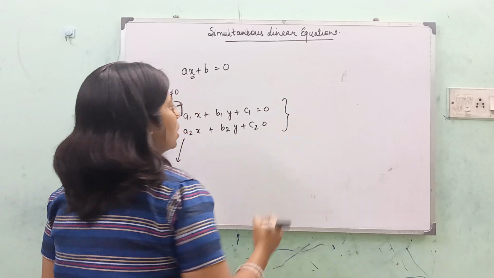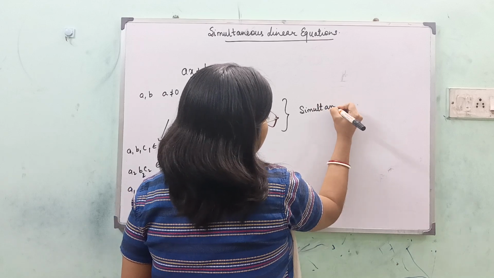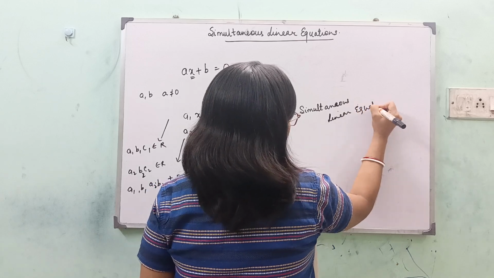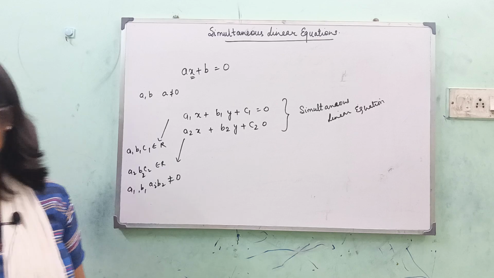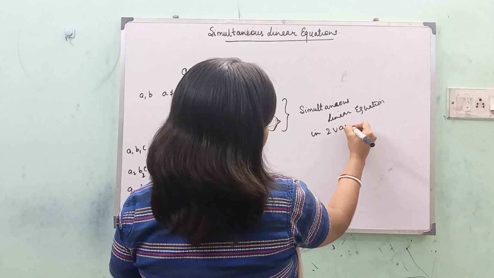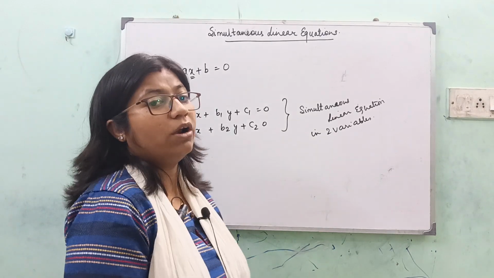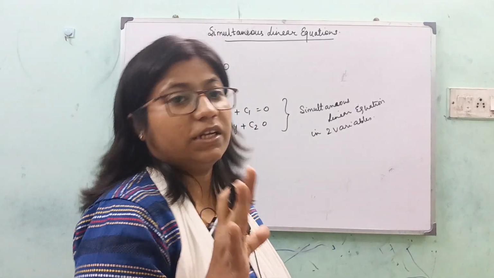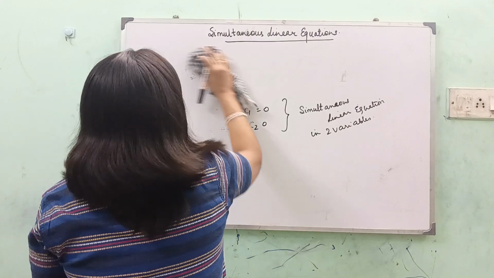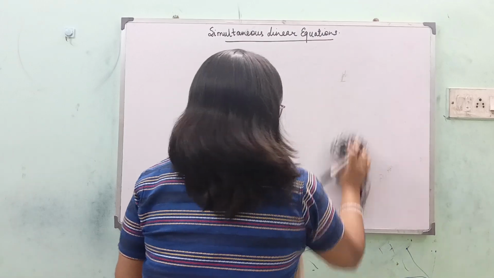Then such a system of equations is called a simultaneous linear equation in two variables. In this topic, we shall learn how to solve such a system of simultaneous linear equations.